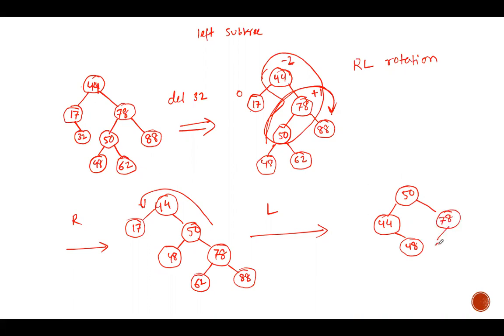78, 62, 88, and 44 has another child 17. Yeah, so that's the change. I mean, after the rotation the tree will look like this. Okay, any question?